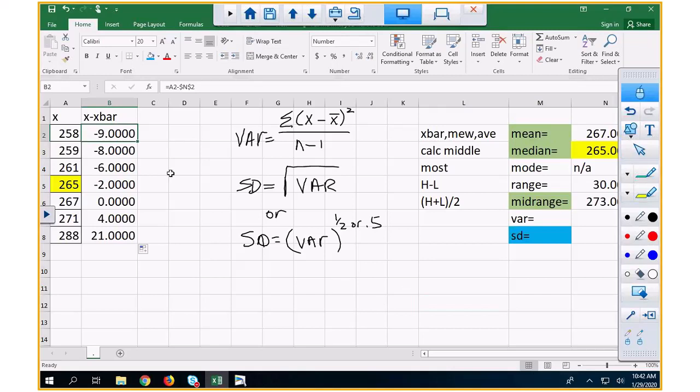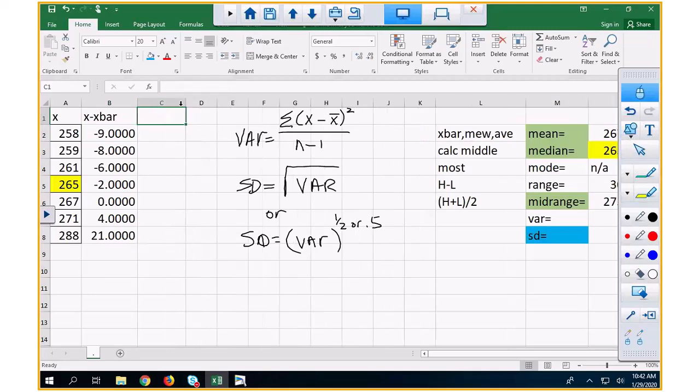All right, so what I do, read the formula. What do you do after you take the mean from the x? Square it, thank you. So this one is going to be called x minus x bar, quantity squared. I'm going to take that negative 9 and raise it to the second power. Go ahead and do that. Copy it down.